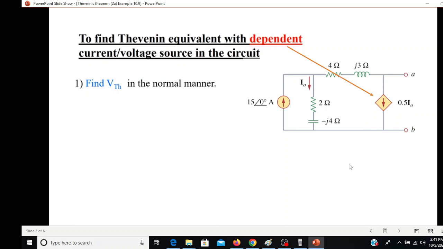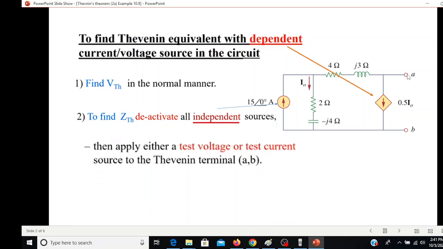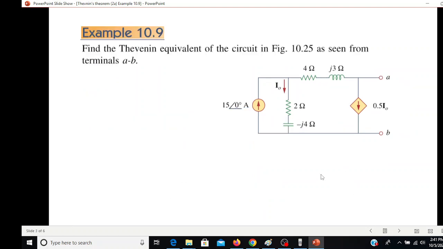So we see in the example that Z Thevenin will be calculated by deactivating the independent source and then connecting a voltage source or a current source at the output, and then finding V out and I out, or V test and I test, which will give us the impedance. Now, this is the circuit that we have to solve.